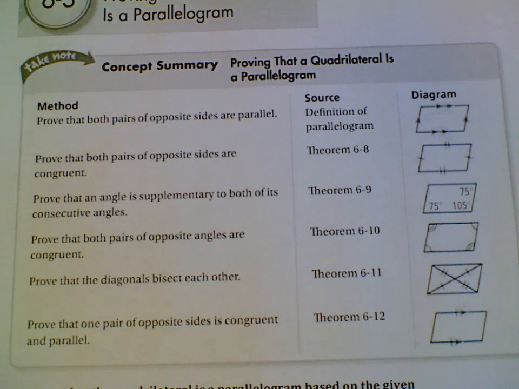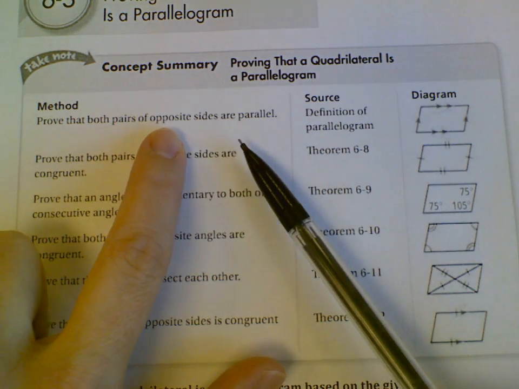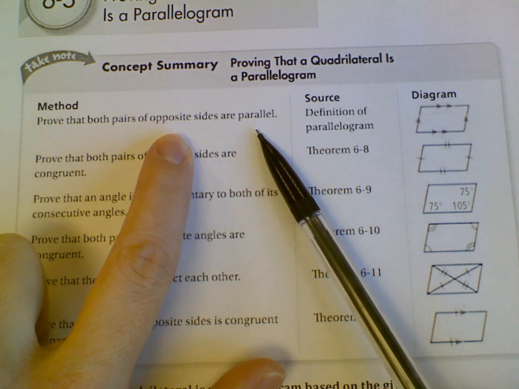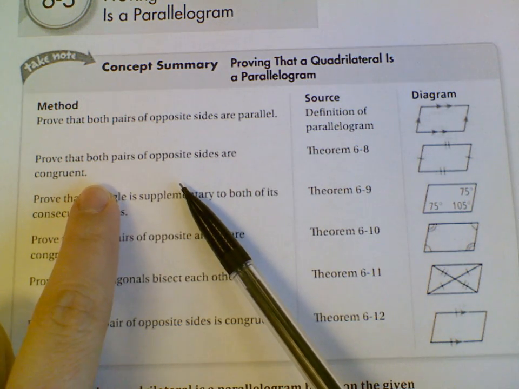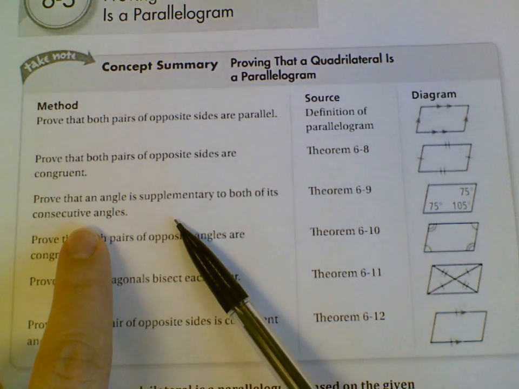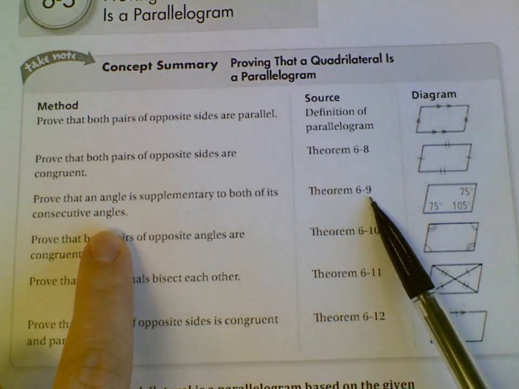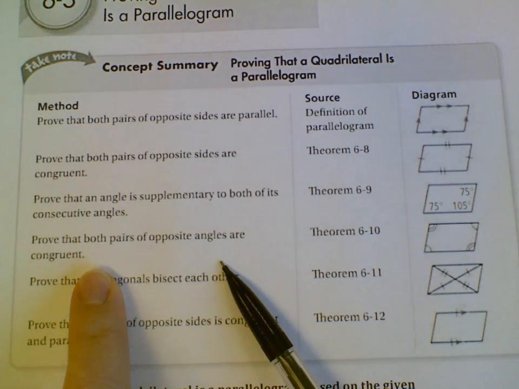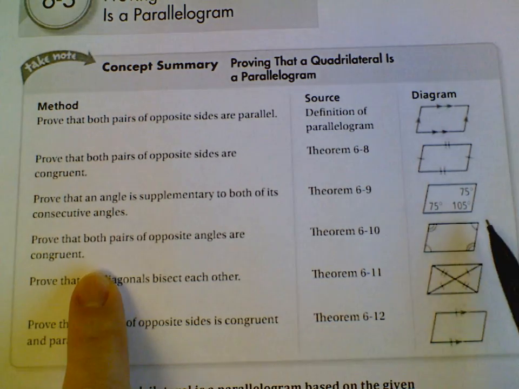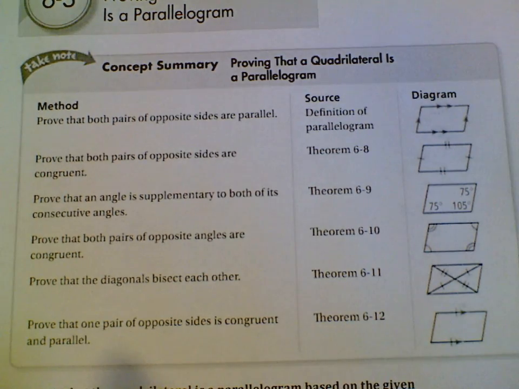All of those theorems that we just got done discussing, the converse of that is how you would prove it's a parallelogram. For example, I can show that it's a parallelogram by showing that both pairs of opposite sides are parallel. I can prove it by showing both pairs of opposite sides are congruent by theorem 6.8. I can prove that an angle is supplementary to both of its consecutive angles by theorem 6.9. I can prove that both pairs of opposite angles are congruent by theorem 6.10. I can prove that the diagonals bisect each other, and that's theorem 6.11.